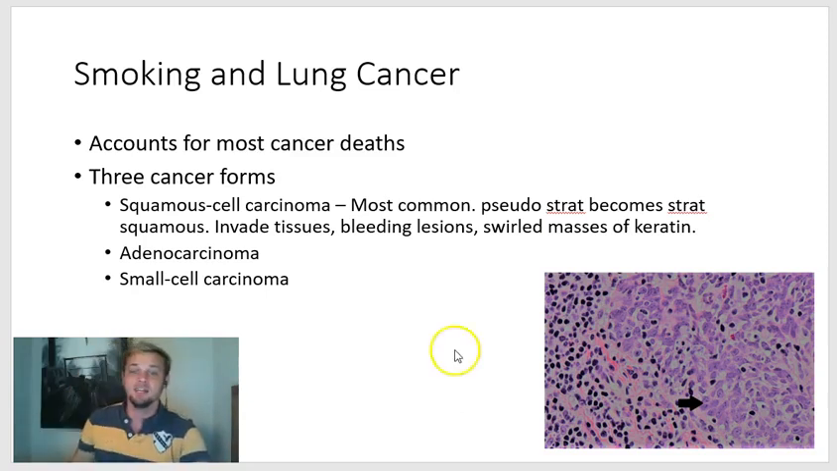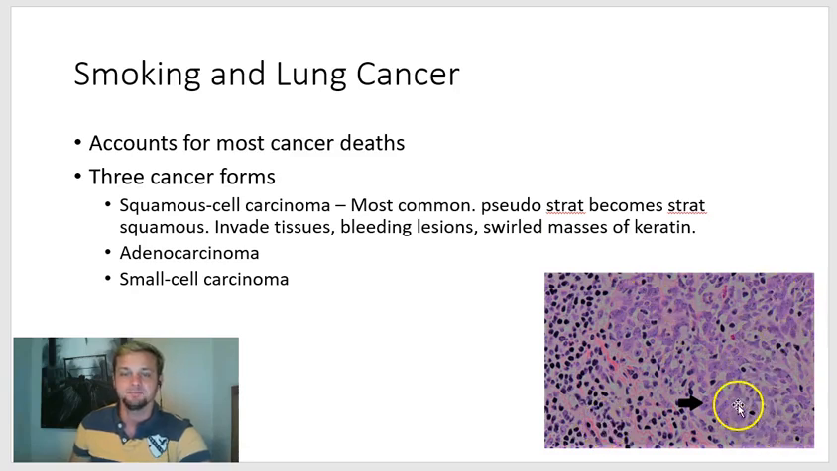And if it continues, that stratified can actually invade other tissues if it mutates, causing bleeding lesions. So when you cough, there'll be blood. Also, you'll see swirled masses of keratin. And so in here, typical cells, squamous cells all over the place.